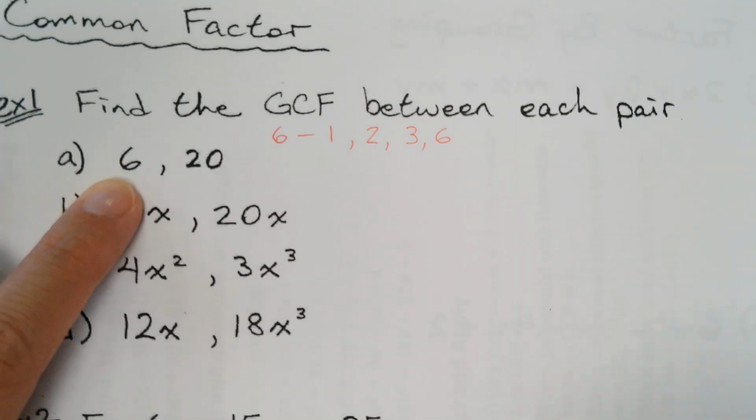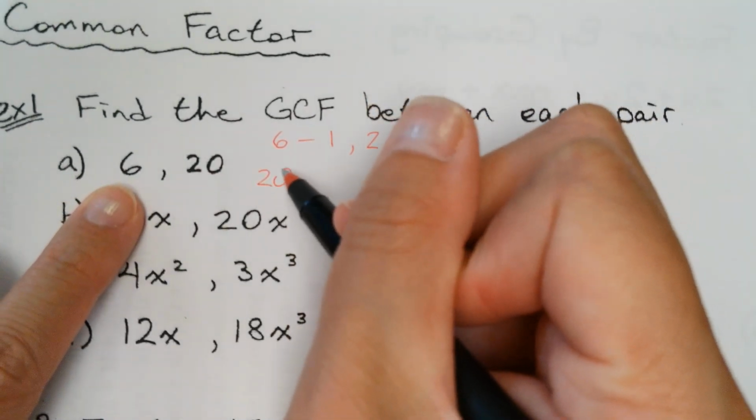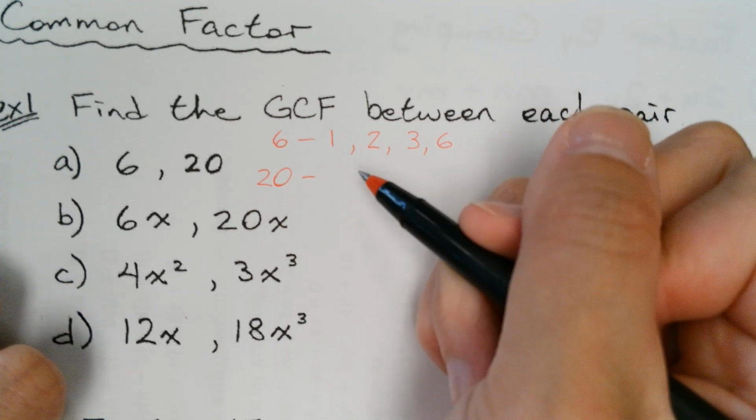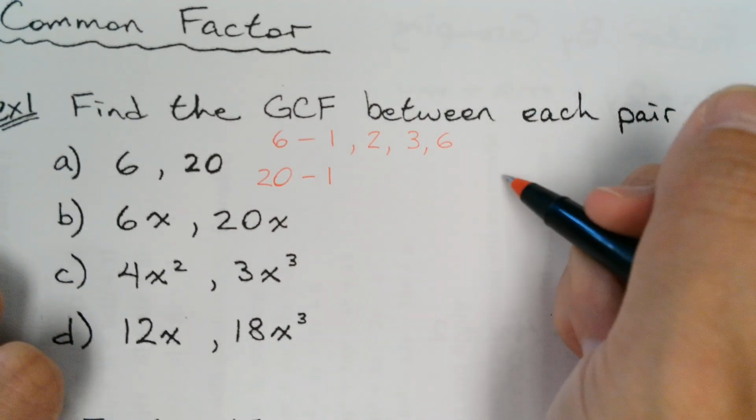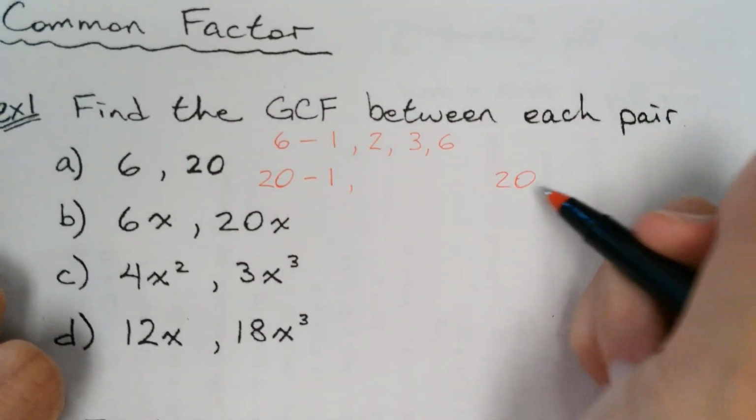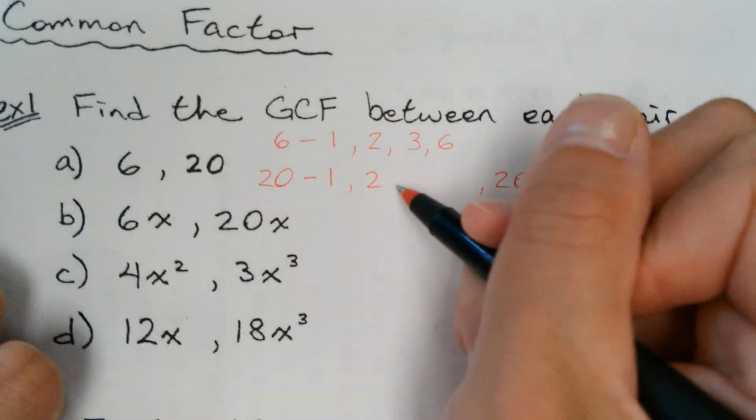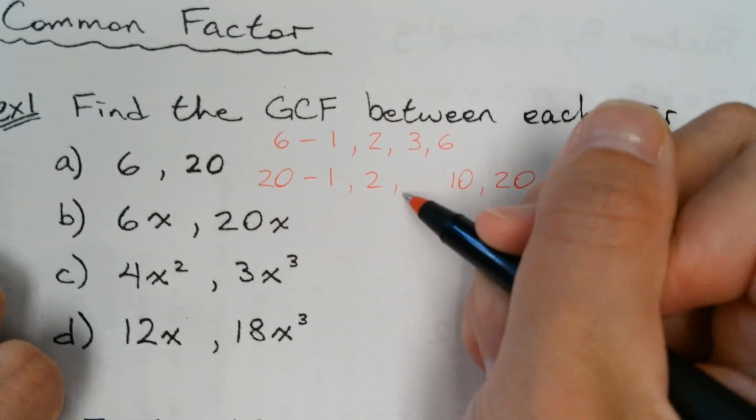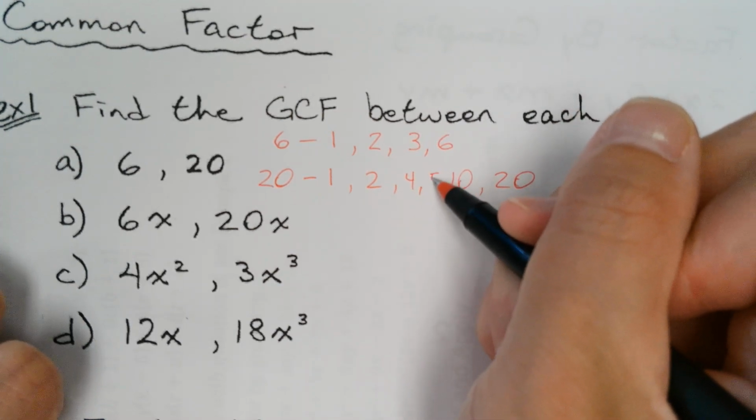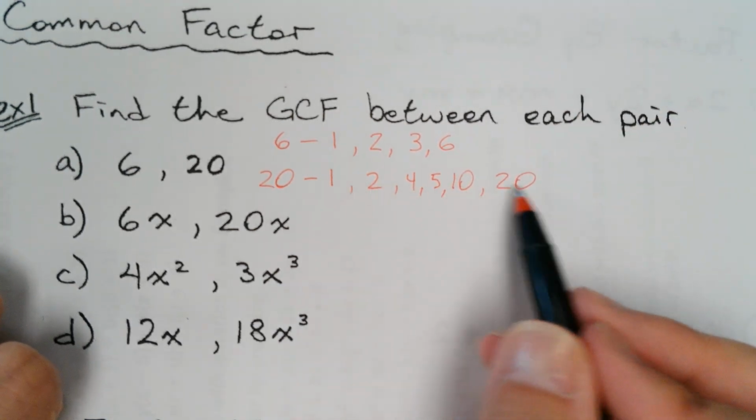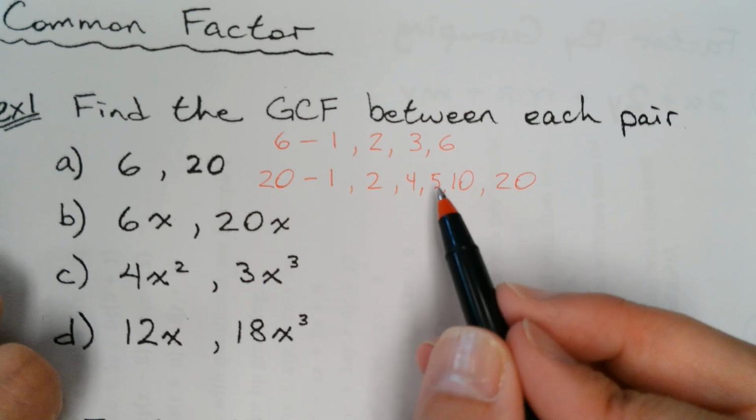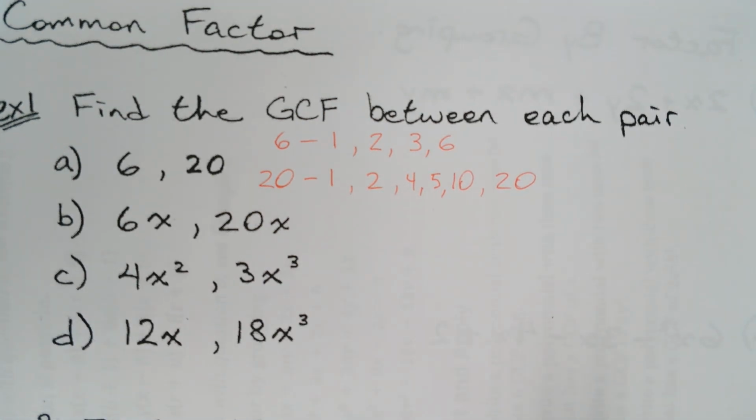Okay. So what about 20? What times what gives us 20? 1 times 20. What else? Yeah, 2 times 10. What else? 4 times 5. Yeah, that's it. Okay, notice how I write it. I wrote it like this so that you don't miss any.